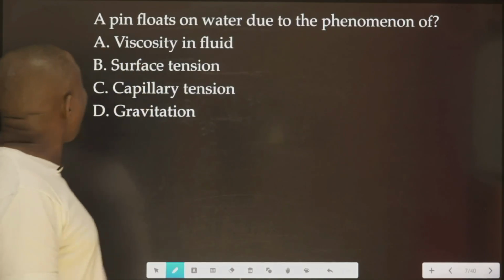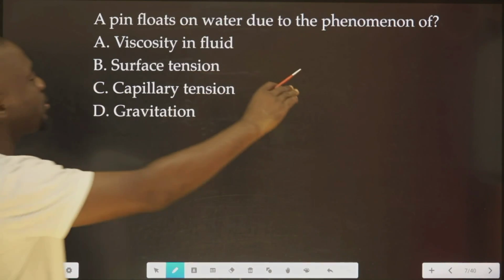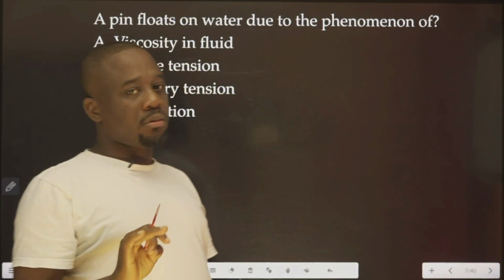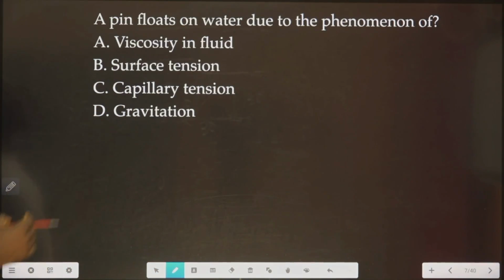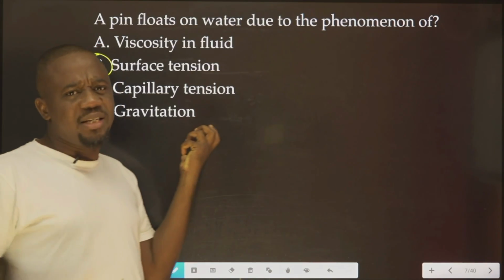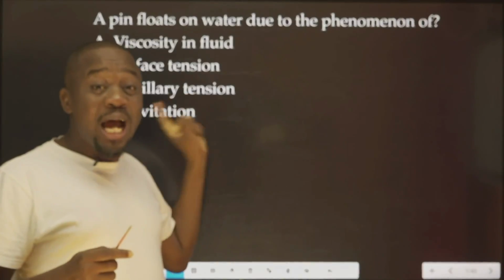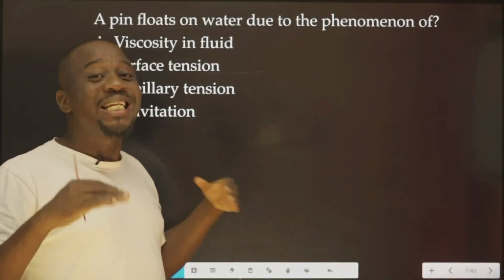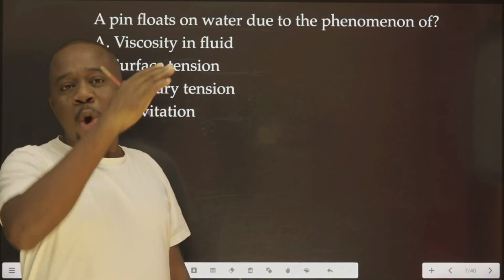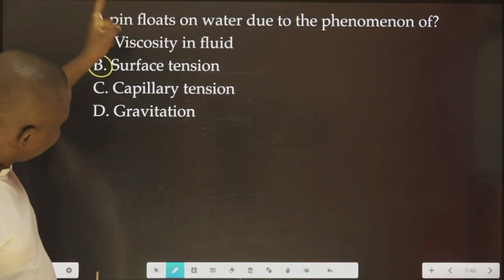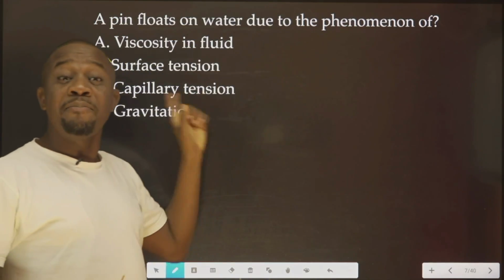Let's look at this. It says, a pin floats on water due to the phenomenon of what? If you are reading your books, you agree with me, you don't need to think here. This is the answer. We have done something like this in one of the years. Check the videos, you will see something like this. But that one was asking us when the tension on the surface is high. But this one is asking us why the pin is floating.